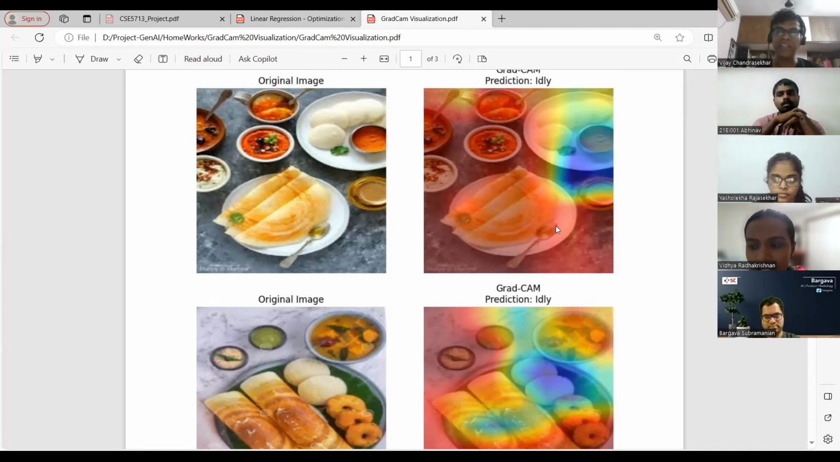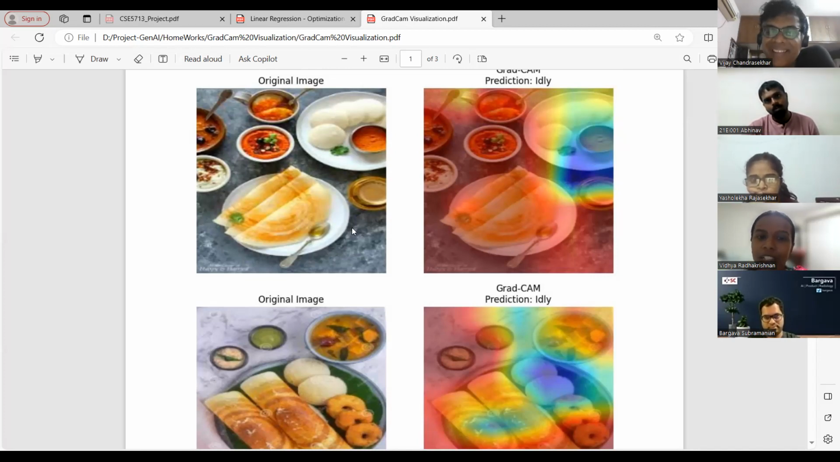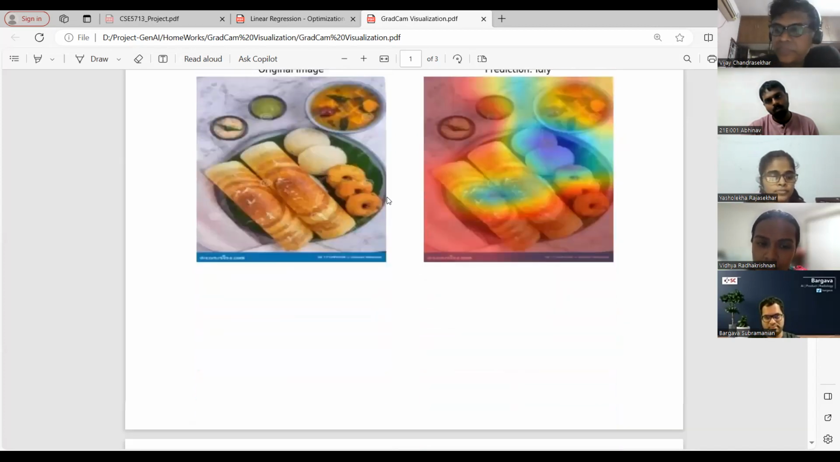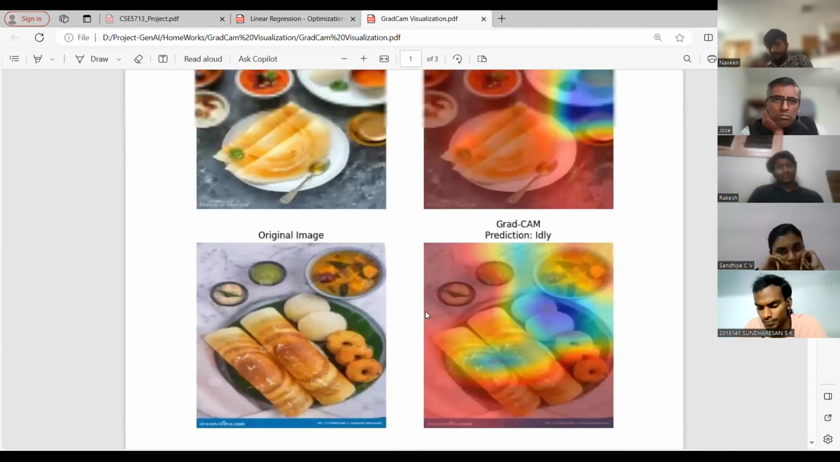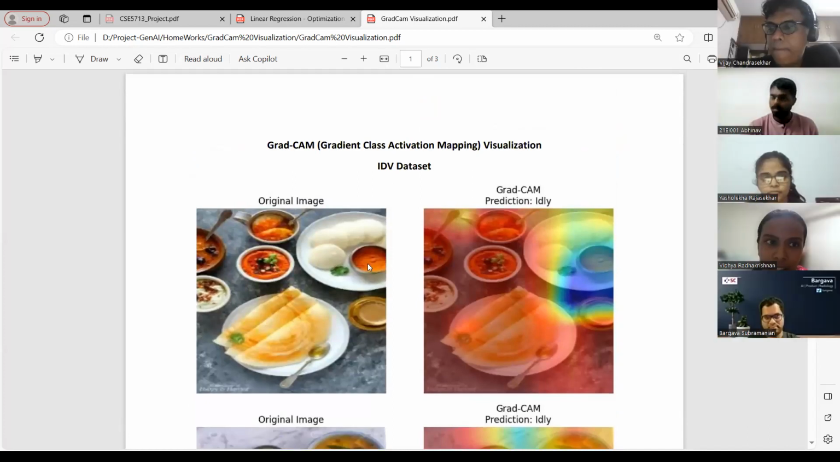Okay, maybe we should try giving images where you have dosas on a white plate, and then train it again, and give this image to see how it will predict. Let's see if it goes for dosa only instead of idli. We'll have to see how it goes. Very nice. Thank you. I'll share the code on GitHub now.